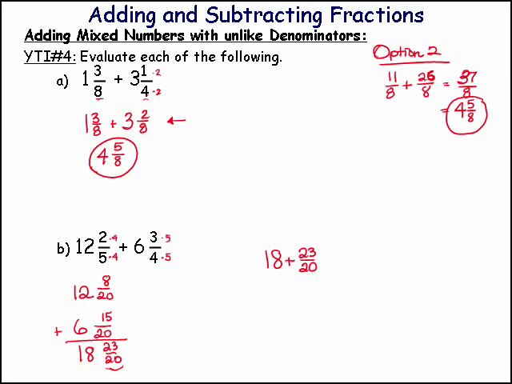Can you reduce 23 over 20 to a mixed number? Absolutely. You go, okay, well that means that 20 goes into 23 a total of 1 time with 3 left over, so 3/20ths. So your final answer would be adding your whole numbers together, which gives you 19 and 3/20ths. So there's your answer.